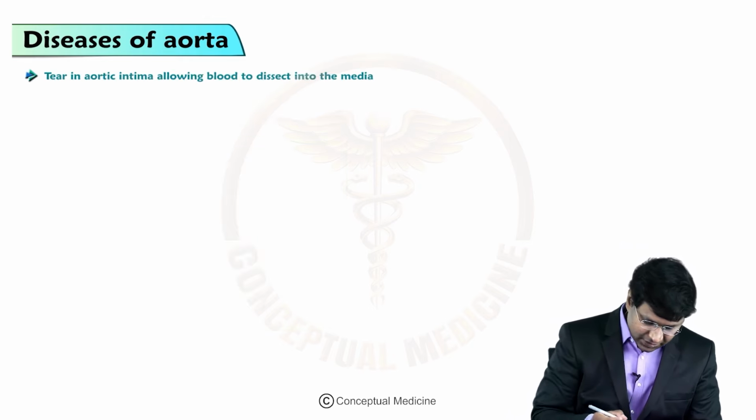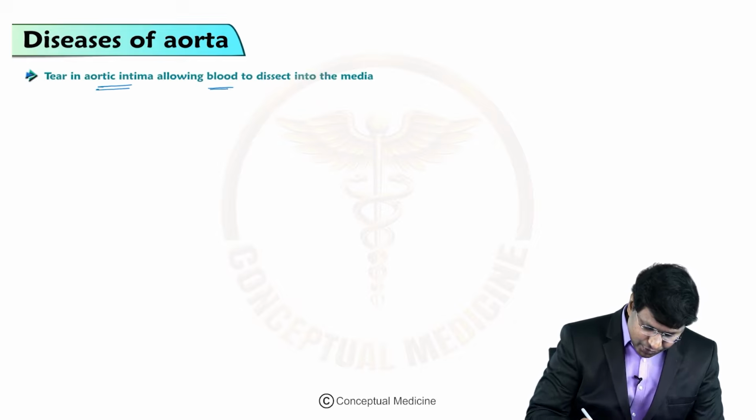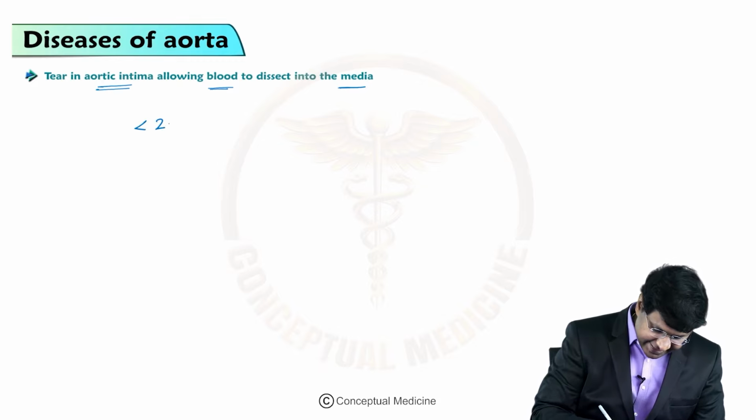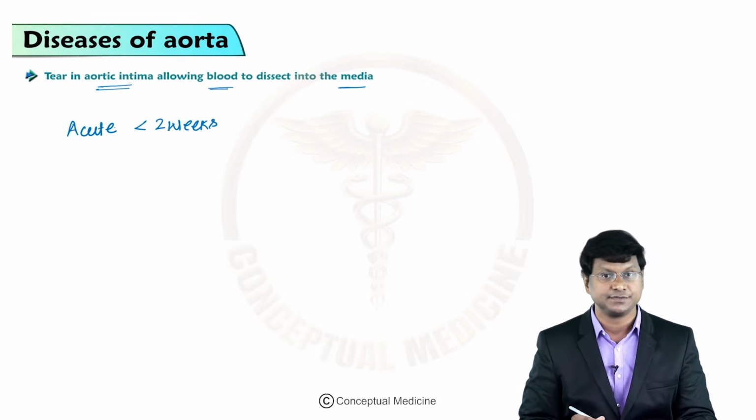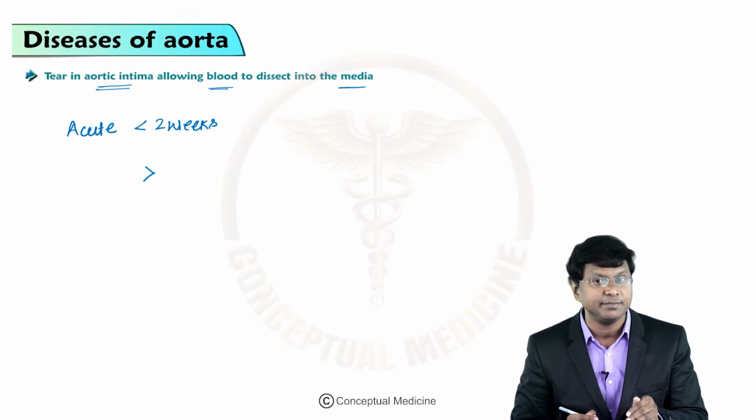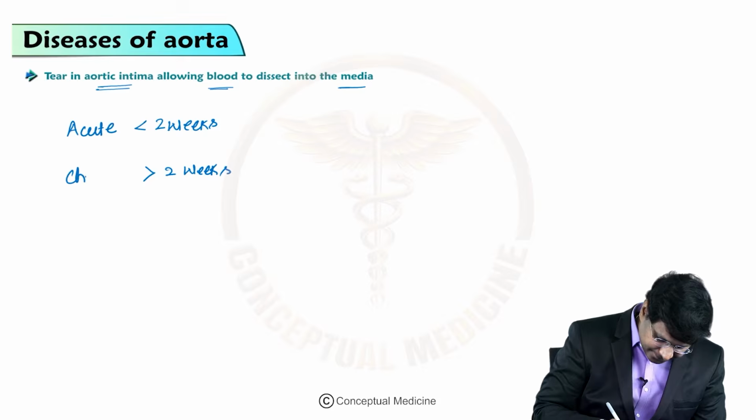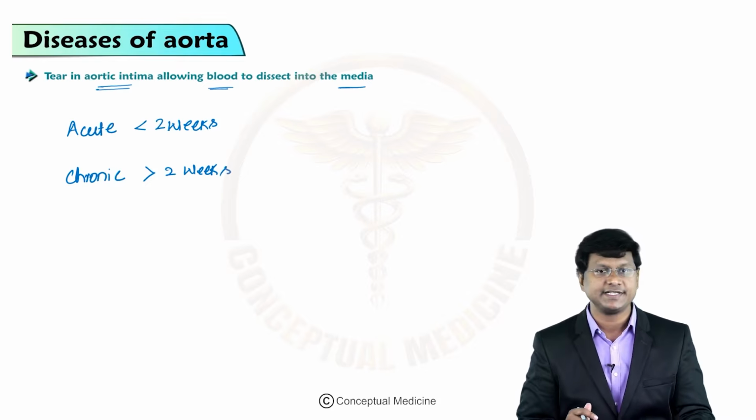Now, depending upon the duration: if there is a tear in the aortic intima allowing blood to dissect into the media, and it is present for less than 2 weeks, then it is considered acute aortic dissection. And if the blood has dissected into the media and it is present for more than 2 weeks, then it is chronic aortic dissection.